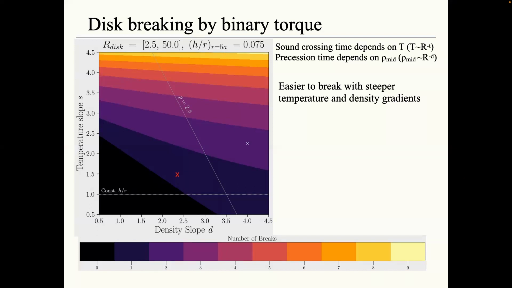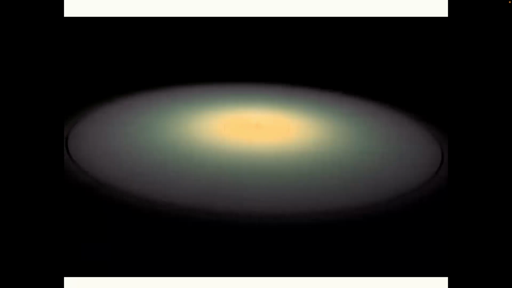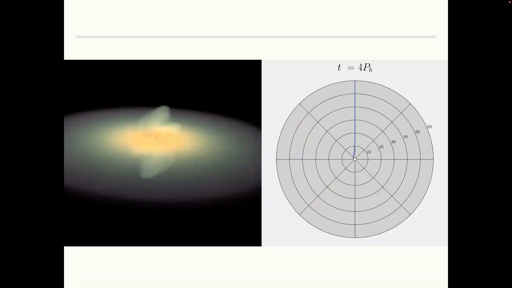For example, in some disk regions, you have dramatic temperature change or density change. This may happen. Or when the disk is very thin, like in AGN disks, this may happen. So the only requirement is the misaligned companion at the center.